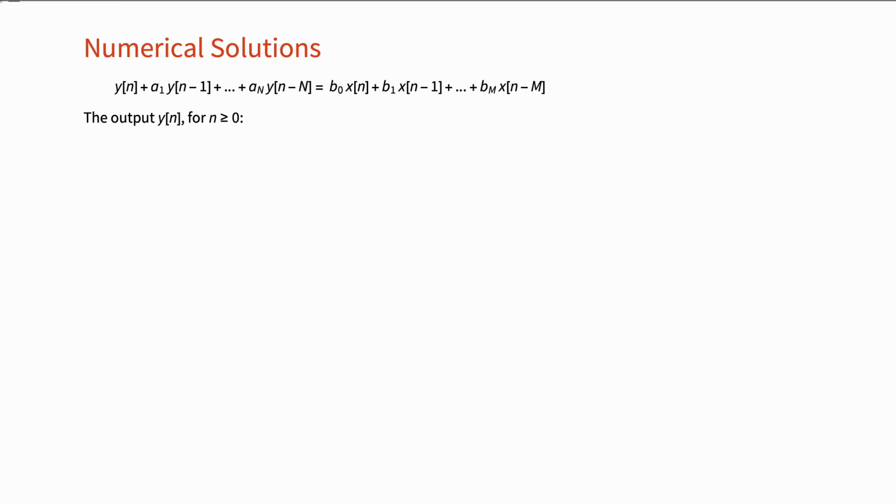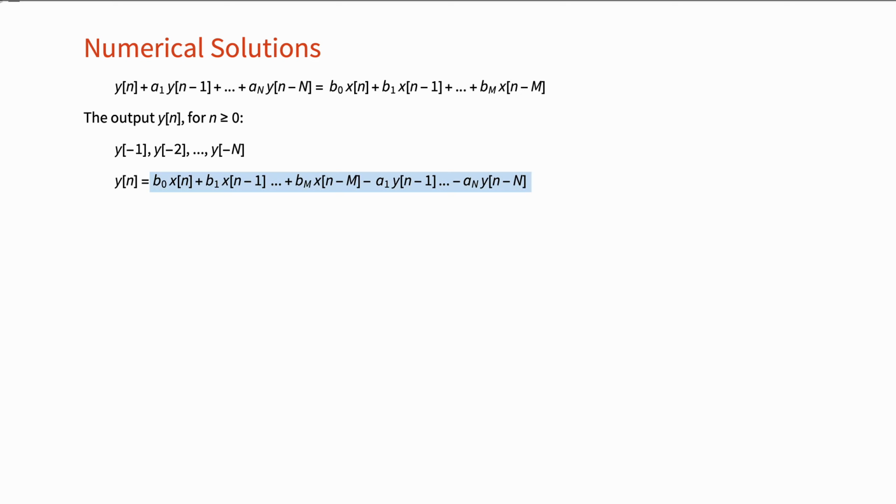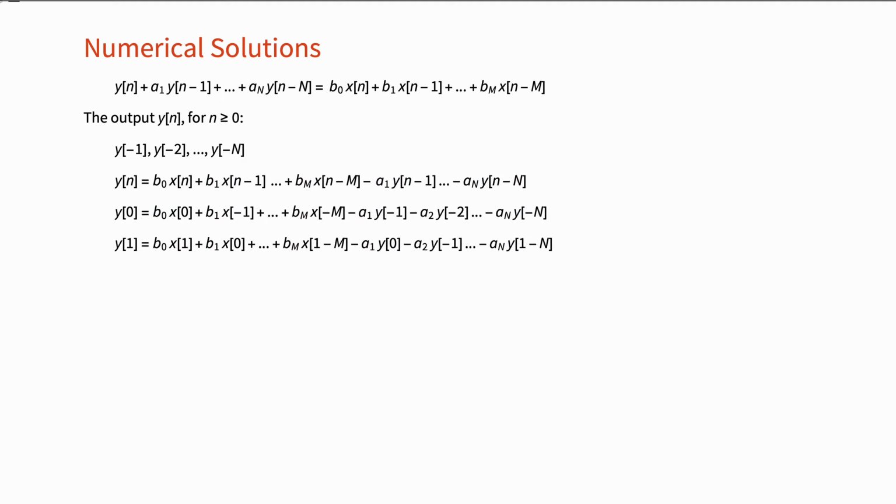Assuming we are interested in the values of y for n greater than or equal to 0, the initial conditions would be n previous values of y starting from y of minus 1, y of minus 2, and so forth up to y of minus n. Rewriting the above equation, y of n will be equal to the expression shown here. Starting from n equal to 0, we have the value for y0, then y1, and the rest of the values of the output can be found in a similar way.